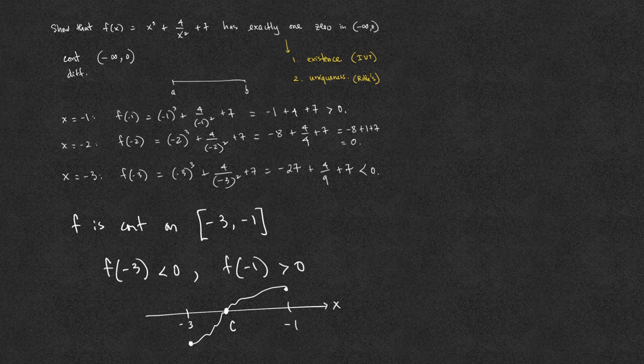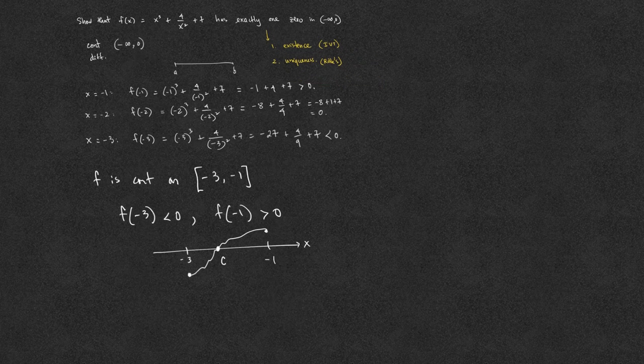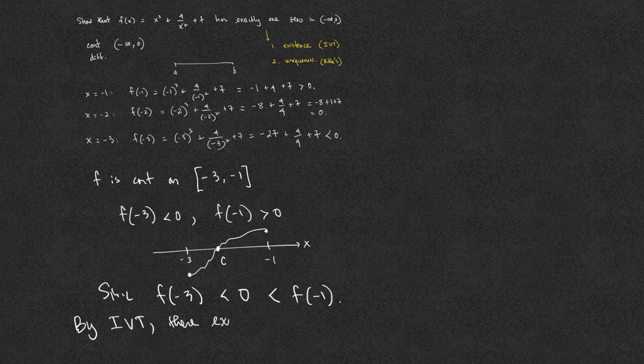But to finish this, we will say that since f of negative 3 is less than 0 and 0 is less than f of negative 1, by the intermediate value theorem, there exists, this is the existence proof, an x equals c such that f of c equals 0, and we say that this is a solution. And so we show that there exists one. We just established the existence of such a solution. There is an x equals c, the solution, such that f of c equals 0.